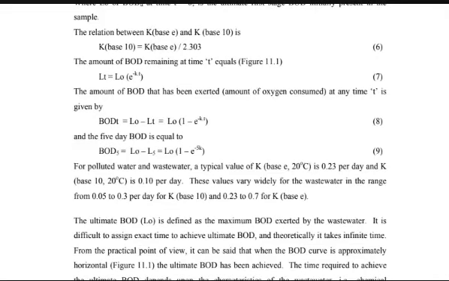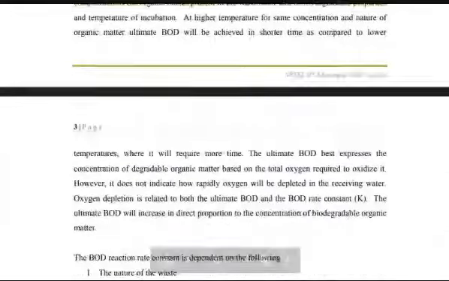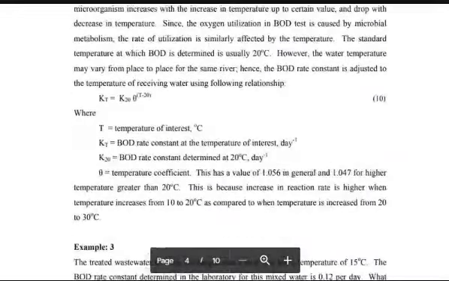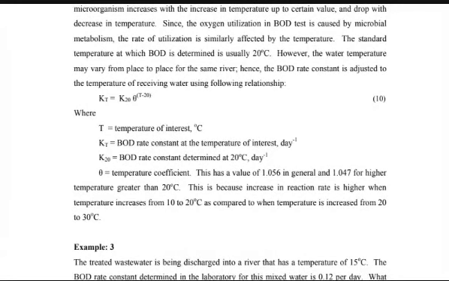It means we have to use this formula to calculate the value of BOD, and the value of k we have to correct. We can correct k with the help of this formula that I am showing you. So this is the formula. First we have to correct the rate constant at that temperature, and then we use that formula.